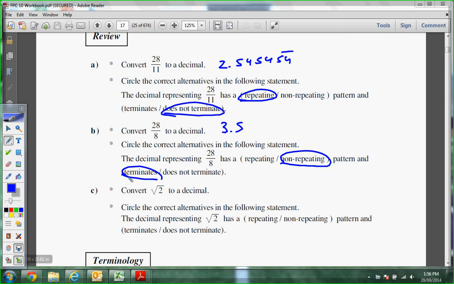Okay? Root 2. Root 2 is 1.4142135 and keeps on going. Okay? Is it repeating or non-repeating? Non-repeating. Does it terminate? No, it does not terminate. That is what makes it an irrational number. Okay? If you have a repeating decimal or terminating decimal, it's a rational number. If it's non-repeating and does not terminate, it is an irrational number.